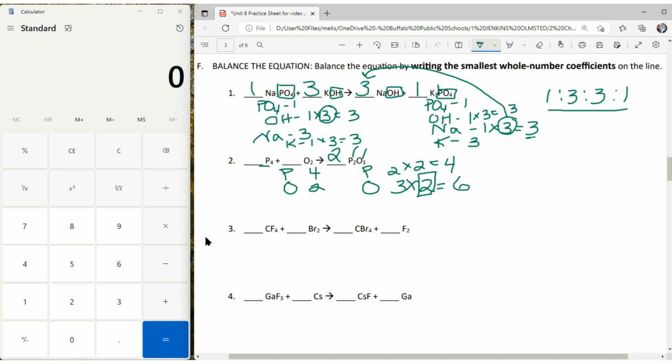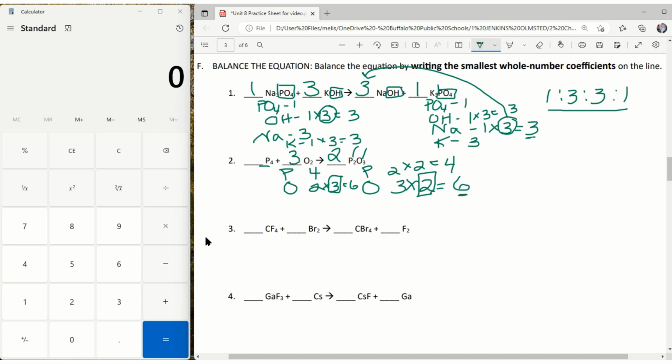Okay, so it fixed P, beautiful, but O is still not right. How do I fix it? I need to get a total of 6. So I multiply this by 3 to get 6. I put the 3, the coefficient I multiplied by, in front of the O.